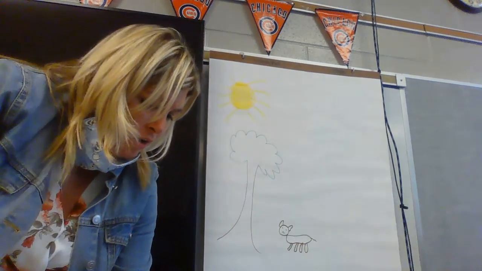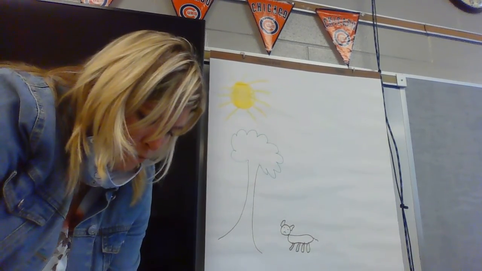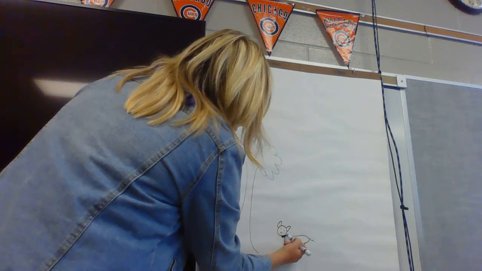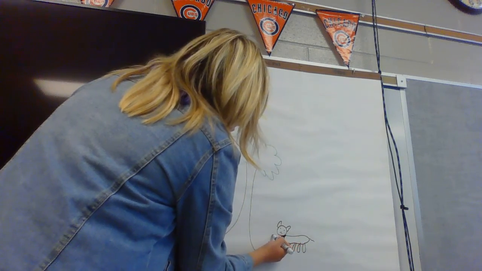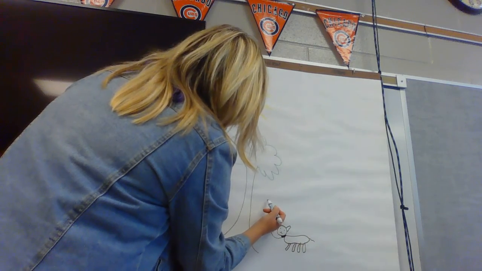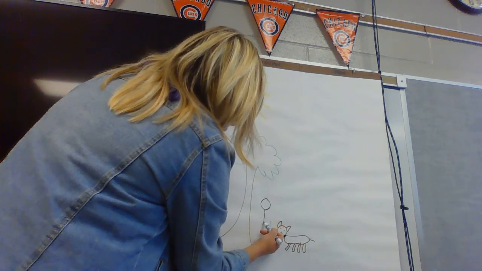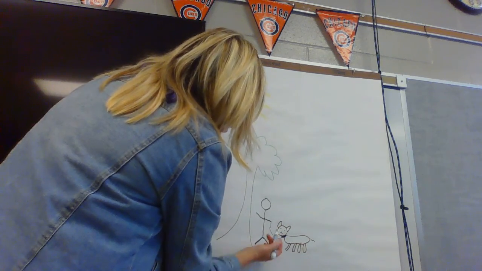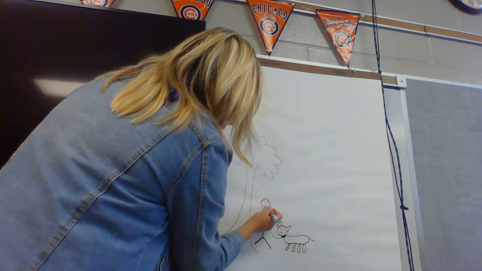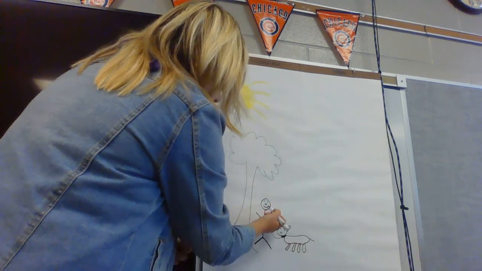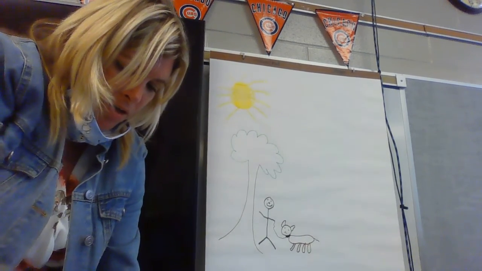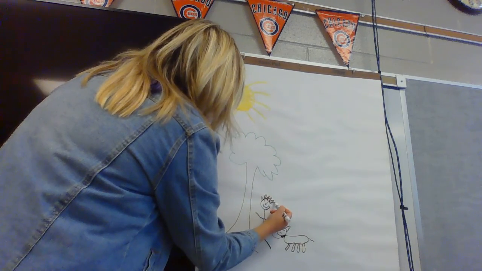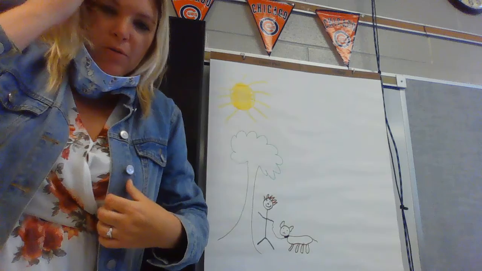Now we don't see dogs at the park usually just wandering around by themselves. Usually they're with their owner. So this dog's gonna also have a collar and he's gonna have a leash. And then we're gonna draw a person that is walking the dog. Give my person some hair. Okay, so there's my dog and my person.